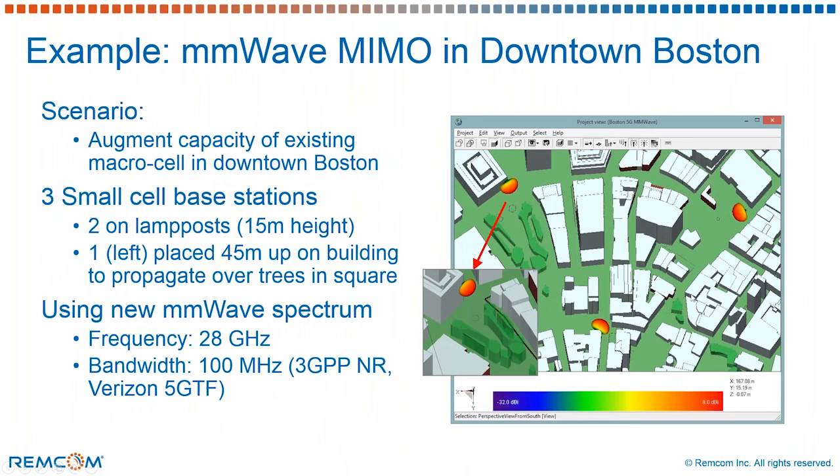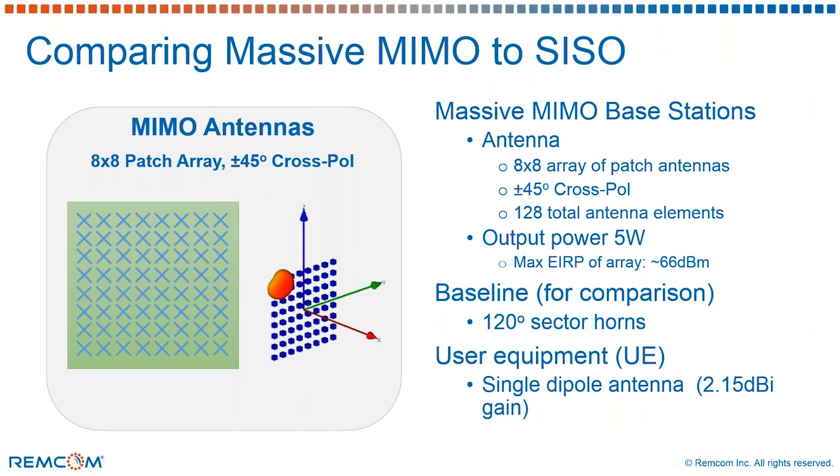So we prepared an example for this webinar that predicts the performance of mmWave FD-MIMO systems in a downtown area in Boston. This demo has 3 base stations, 2 placed on lampposts at about a 15-meter height, and 1 placed about 45 meters up on the side of a building in order to allow it to propagate over trees that are present in one of the squares in downtown Boston. The frequency was 28 gigahertz, and the bandwidth was set to 100 megahertz, which is the component carrier bandwidth expected for 5G according to a couple of the standards listed here.